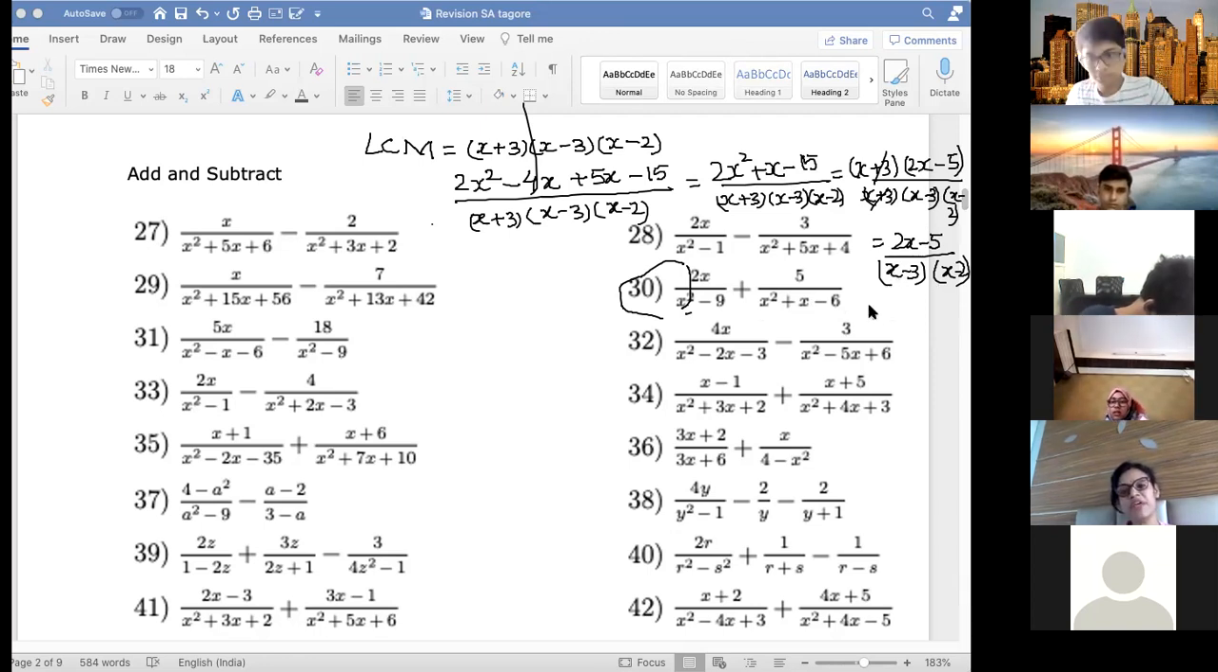You don't have to multiply x minus 3 in between; in the end, you multiply. I just wrote here like this. You will have to multiply. So when you multiply, what answer will you get? x square plus 5x plus 6. x square minus 5x plus 6.